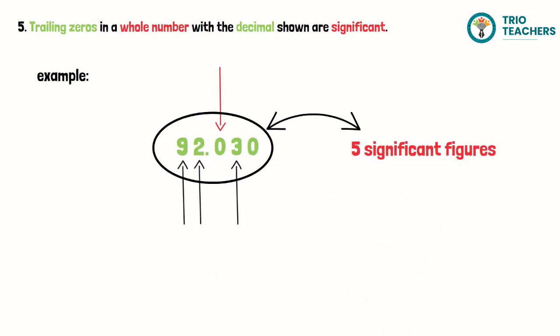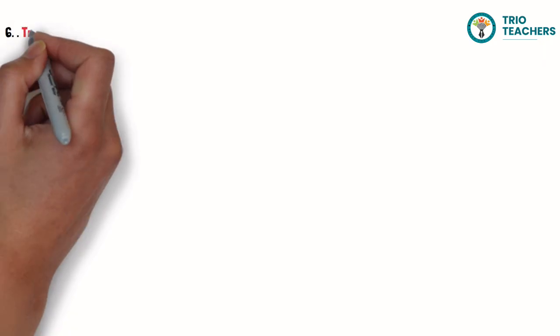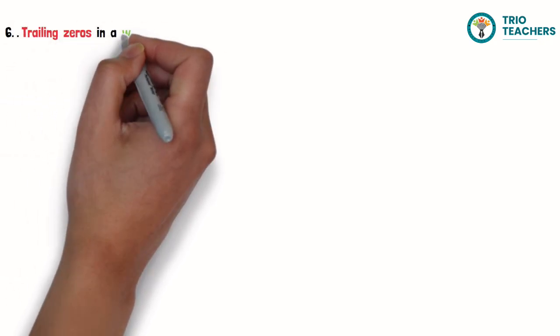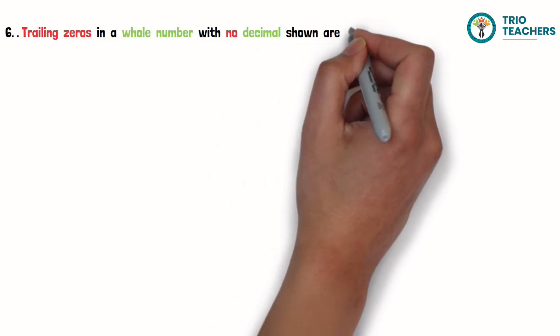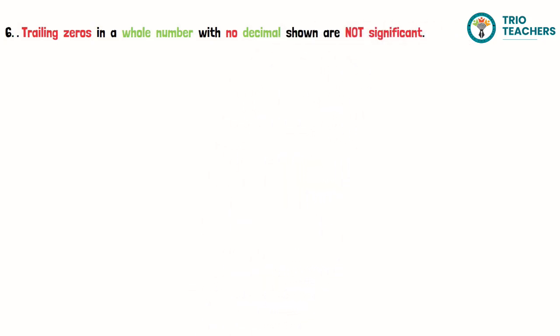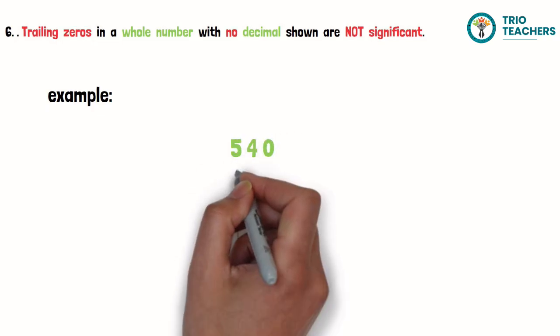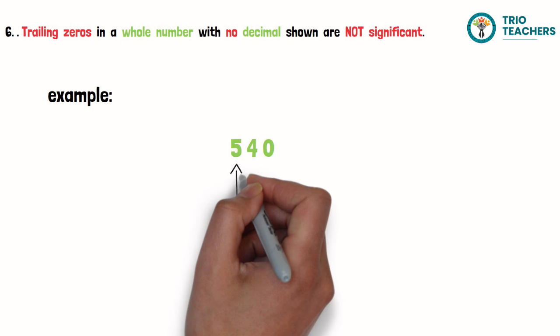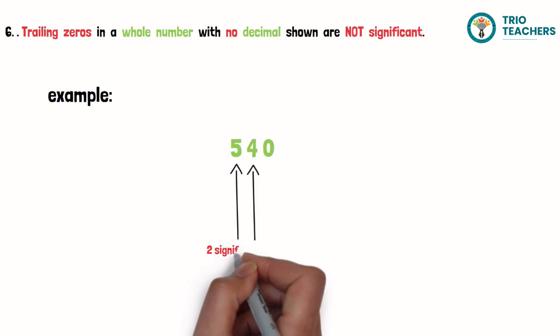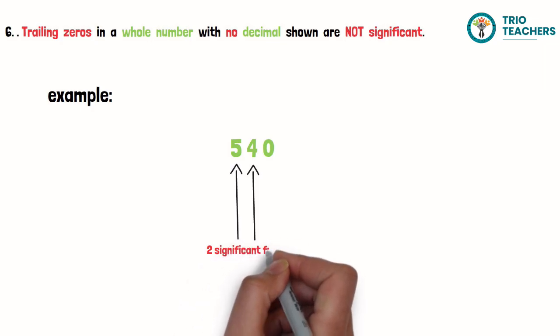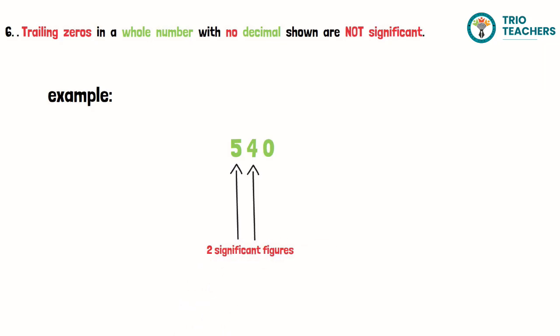Let's move towards point number 6. Point number 6 is trailing zeros in a whole number with no decimal shown are not significant. I think that's quite simple. So let's suppose I'm writing 540. In 540, 5 and 4 are non-zero. So on the basis of the first rule, 5 and 4 are counted as significant figures, but 0 cannot be counted as a significant figure. So in this case, we have only two significant figures, right?